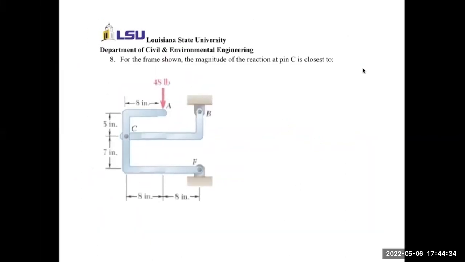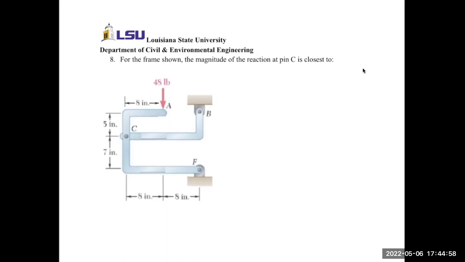Okay, so for problem A, it says for the frame shown, the magnitude of the reaction force at pin C is closest to what. Okay, we can see that C is a hinge, but I'm not sure if you guys are familiar with the concept of a two force member. So C and B is a two force member.